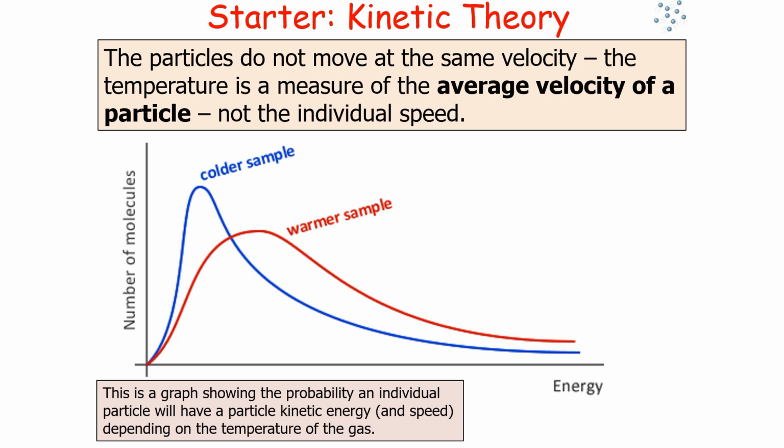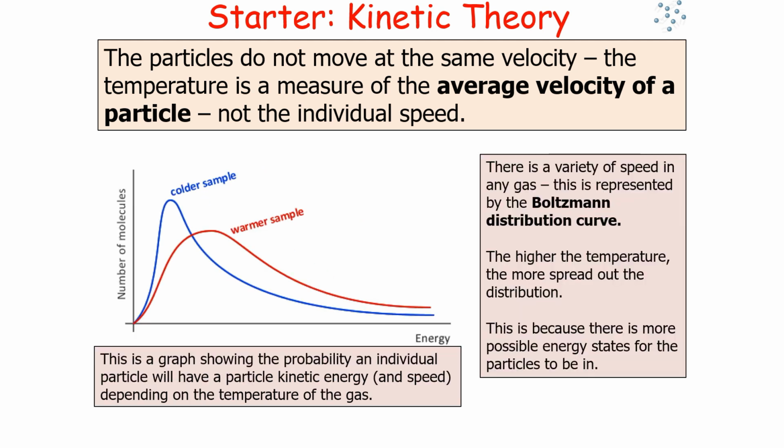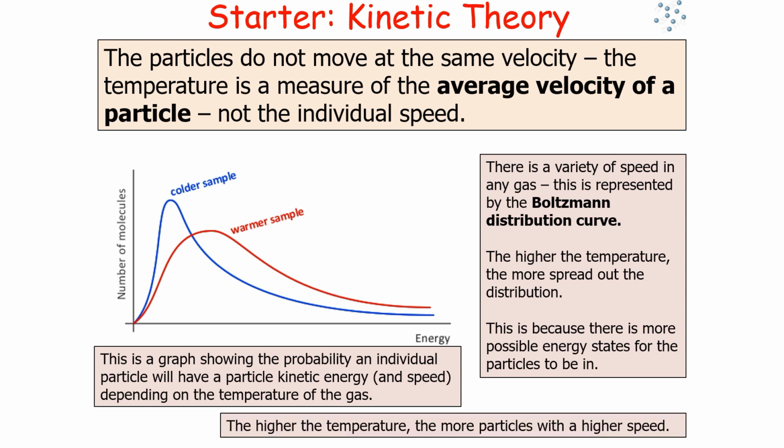This is a graph showing the probability an individual particle will have a particular kinetic energy and speed depending on the temperature of the gas. So as mentioned before, we call this a Boltzmann distribution curve. As we mentioned, the higher the temperature of a gas, the more spread out the distribution of those speeds. That's because there are more possible energy states for the particles to be in at that higher temperature. So the higher the temperature, the more particles with a higher speed.